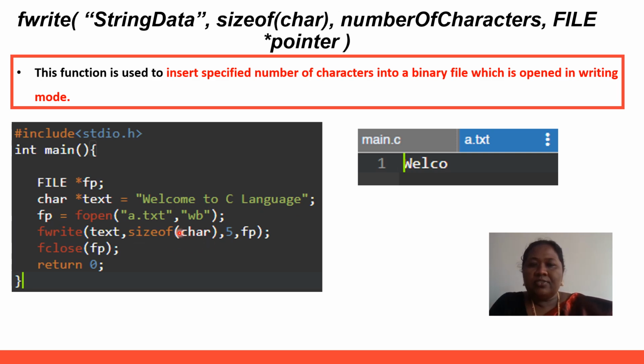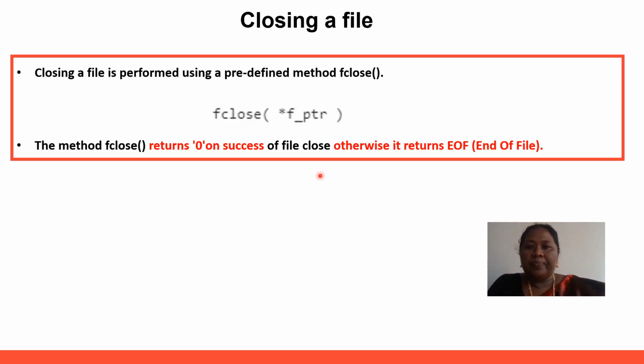The second argument is the size of this character, all automatically fetched, and only 5 characters alone you want to write, so that one you have to mention as the next argument. The last argument is the file pointer. Each and every function you should know its purpose and its syntax, then you can apply it wherever it's needed based on your need.